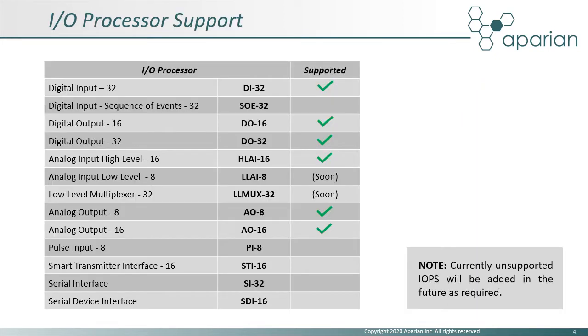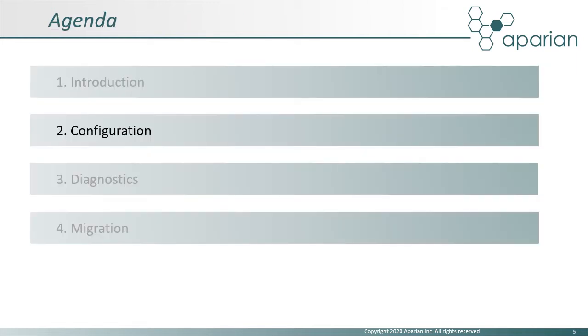This table shows the IOPs that are currently supported. Both the low-level analog and the low-level mux IOPs will be added shortly, and other unsupported IOPs can be added on request. We will now take a look at the scanner configuration.